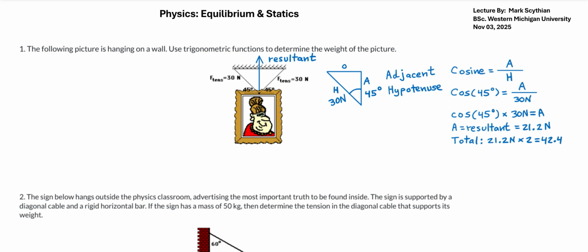So if we were to multiply that value times 2 to represent 2 cables, we would then calculate the total resultant upward force, which is equal to the weight of the picture. So the final answer is 42.4 newtons force for weight of picture, or 9.5 pounds force. There are 4.45 newtons force to 1 pound of force. Moving on to number 2.